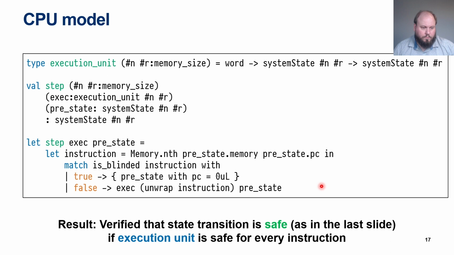And what we've been able to prove is that this state transition is safe, as in the last slide, if this execution unit is safe for every instruction. So before we talked about a generic state transition. So now we say that, okay, we have a different state transition for each instruction. Well, if we look at each instruction individually, if each instruction is safe, then the whole machine is safe. Maybe that's a bit obvious sounding, but it nevertheless has to be proven.